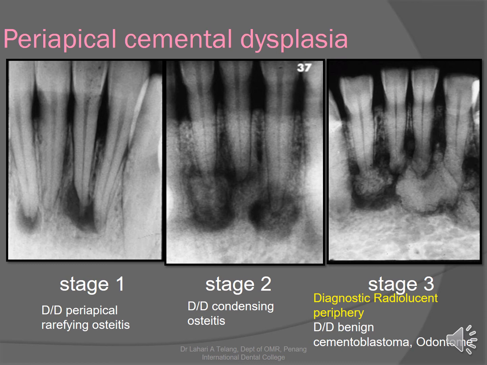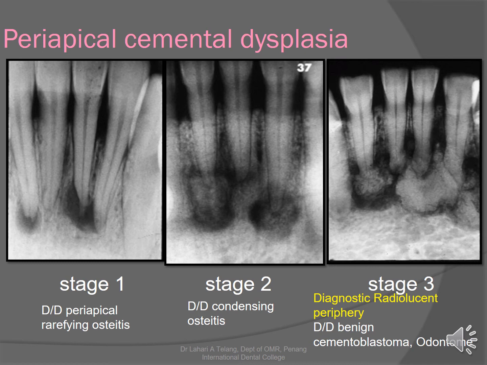So when you look at a picture like this, you will obviously do the vitality testing for the teeth, and if the teeth are vital, then you know what you're looking at. Stage 2, it can look like condensing osteitis. That is the differential diagnosis given here. It still has a mixed radiolucent radiopaque appearance. So again, checking the vitality of the teeth is very important here.